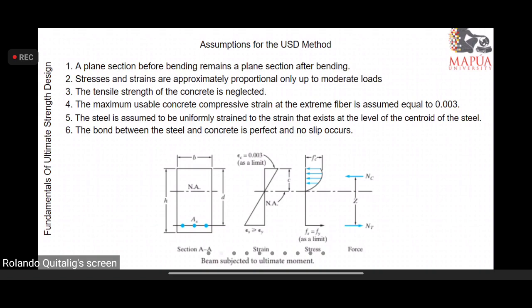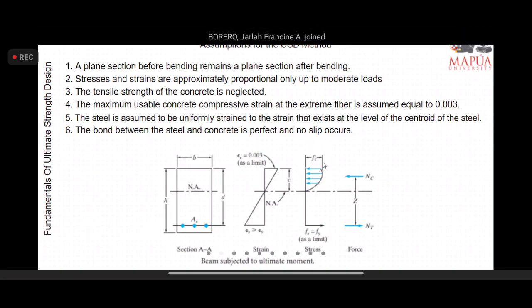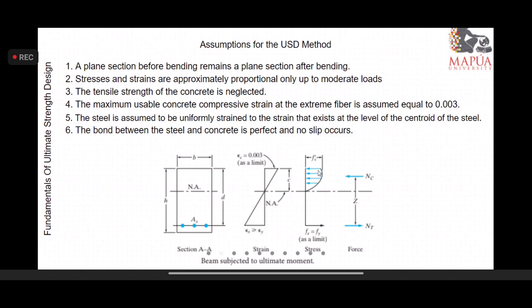So if in working stress design we dwell on a linear stress diagram, here we are presented with this type of diagram as the stress diagram. And this transverse dimension here is the compressive strength of concrete, fc', while this one is fs, or the yield stress fy of the reinforcing bar, as a limit. You take notice that this is not constant all throughout. This is somewhat parabolic in shape.